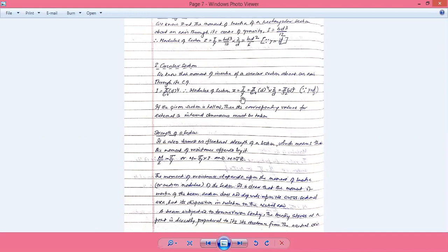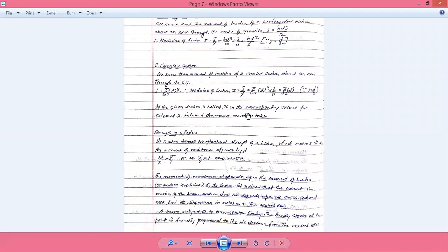Z = I by y, which is pi by 64 d to the power 4 divided by the distance of the extreme fiber, that is the radius, d by 2. This is equal to pi by 32 d to the power 3, since y is equal to d by 2. So if the given section is hollow, the corresponding values of external and internal diameter must be taken.